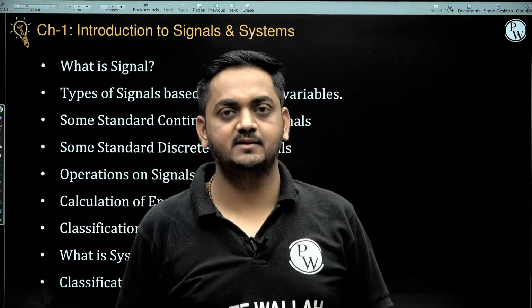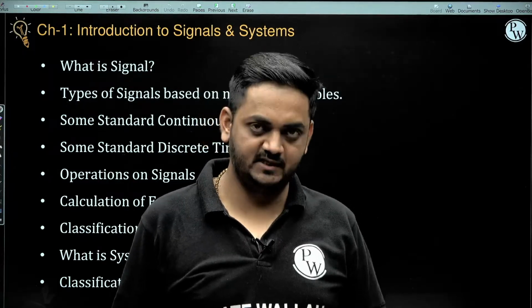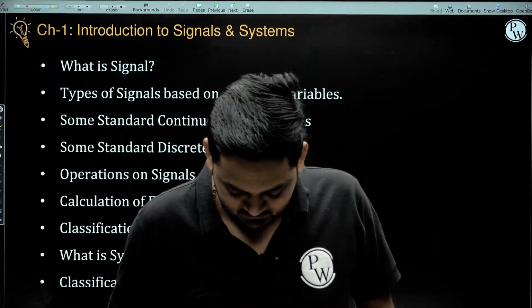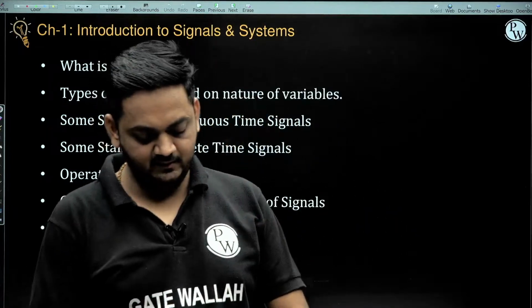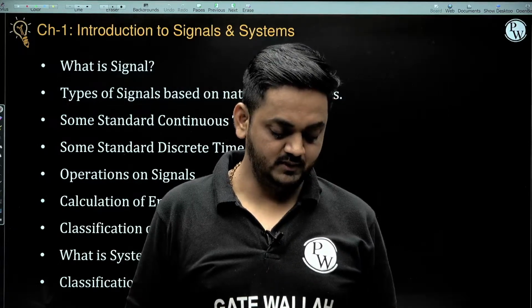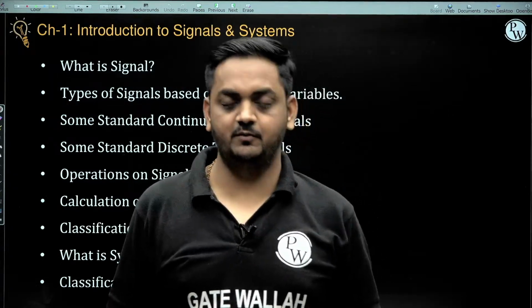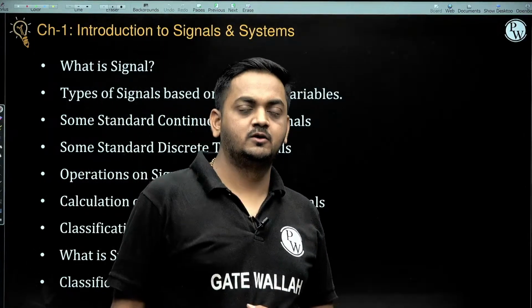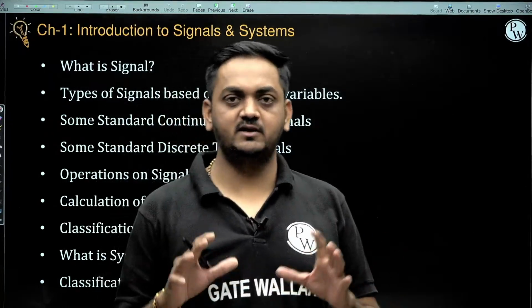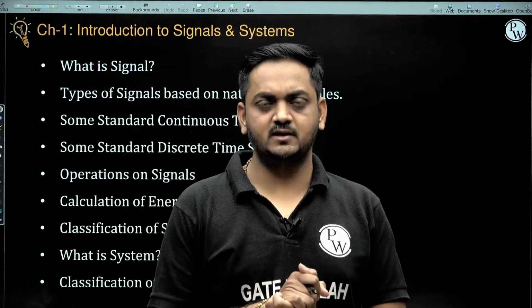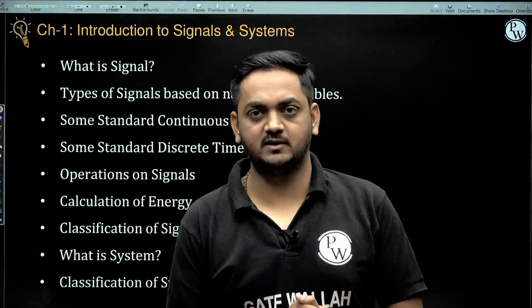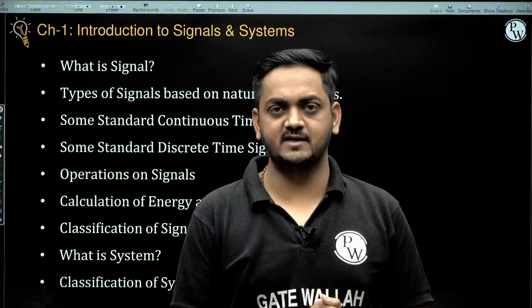What do we mean by signal? If someone is asking for a simple definition of signal, then what will be your answer? Okay, one student is saying anything which carries information in it. Yes, very good. It is correct. Anything which carries information in it. So signal is any quantity having some amount of information associated with it. This is the simple definition.